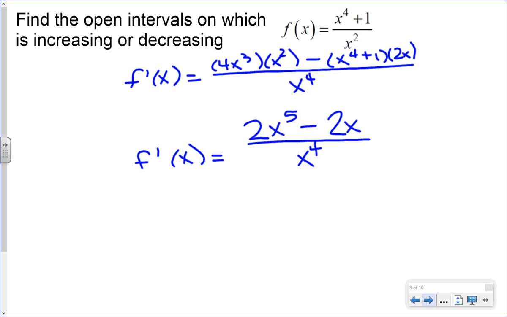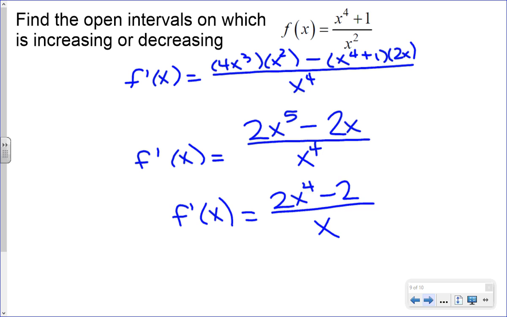Do you agree? Can you take an x out of all of them though? Yes, you can factor an x out of the numerator and cancel it with one in the denominator to be 2x to the 4th minus 2 over x cubed. Is that helpful? Yes, it is helpful. You do want to simplify if you can. We're at the point where simplifying is going to help us in the long run, so it would be a good idea to do that.